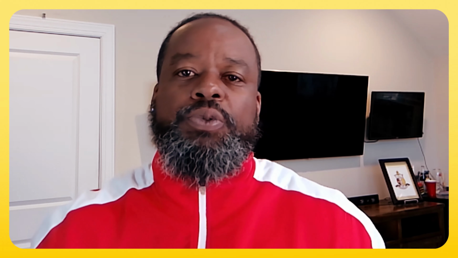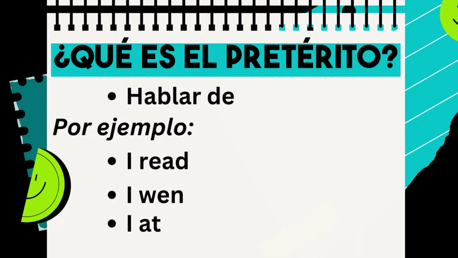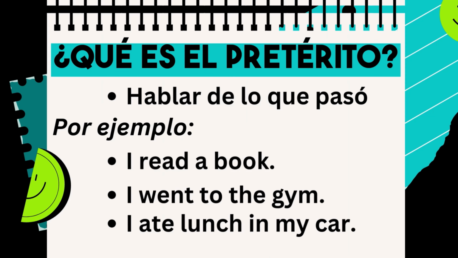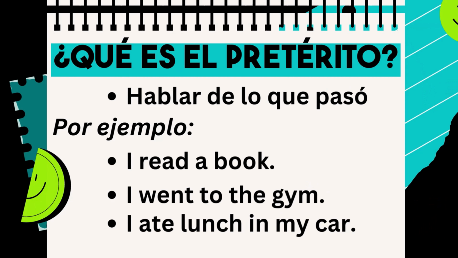Entonces, la primera pregunta es, ¿qué es el pretérito? Principalmente usamos el pretérito para hablar de lo que pasó. We use the preterite tense to talk about what happened. Por ejemplo, I read a book. I went to the gym. I ate lunch in my car. These are all examples of things that already happened. In a nutshell, I want you to think about it like this: a completed action in the past.